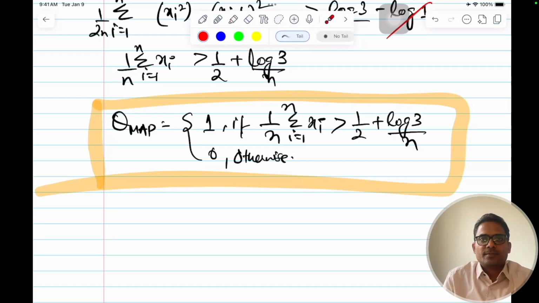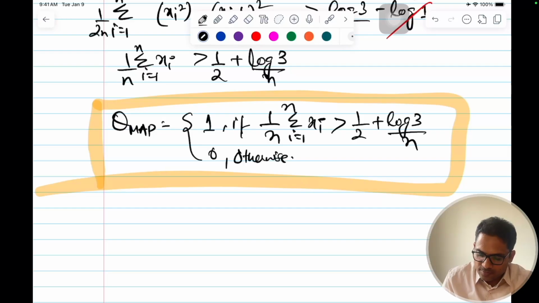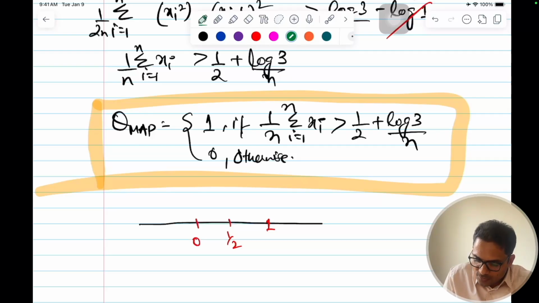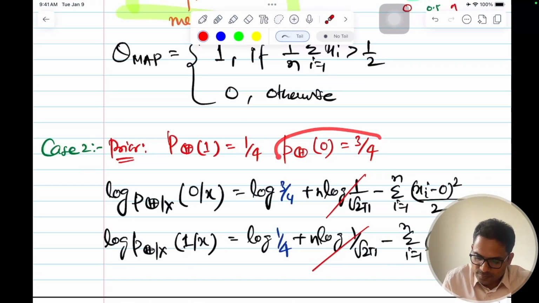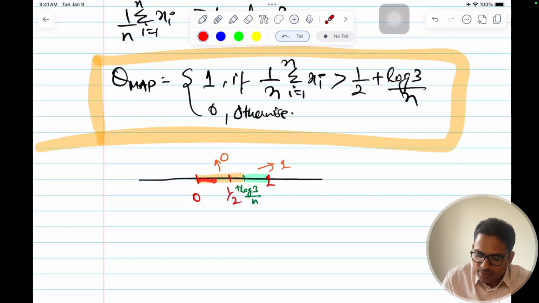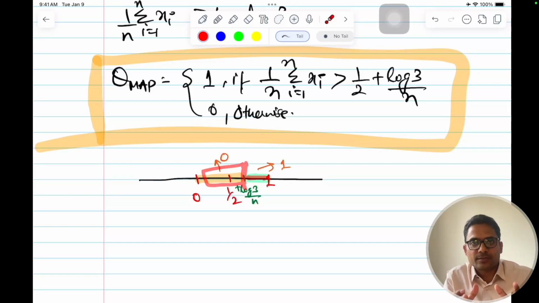Okay, and how will this look on the number line? Say, for example, I have the number line, earlier we said that this is 0, this is 1, and here is half. Earlier the likelihood was this side, but now we have got one more term, that is half plus log 3 by n. So now this will be 0 till here, and only if it is greater than this will it be 1. So here this will be 1, and here this will be 0. Because the prior is more biased towards 0, the threshold is extended beyond half, until log 3 by n. Until this point it will be 0, and only after that 1. So that's the impact of the prior.